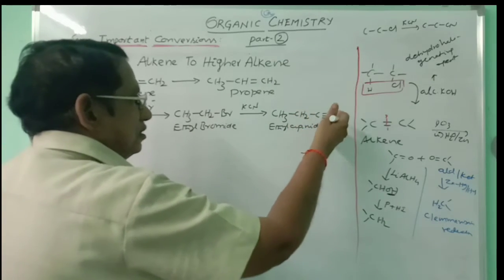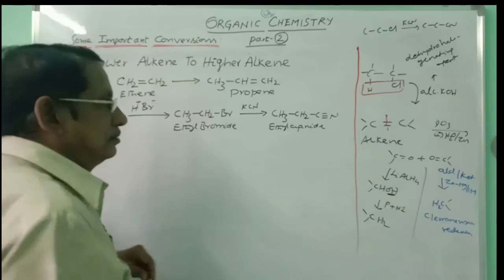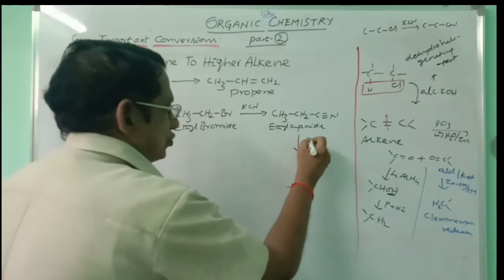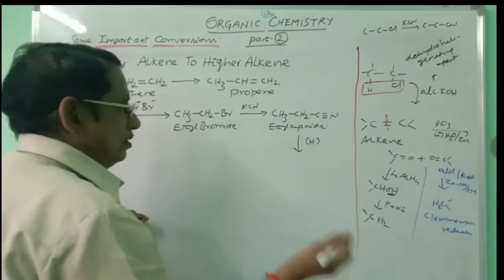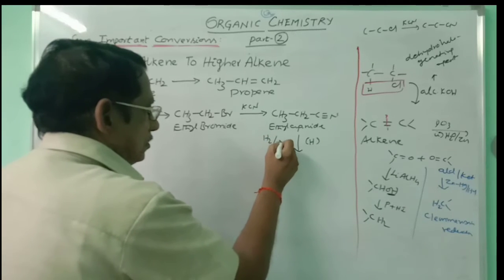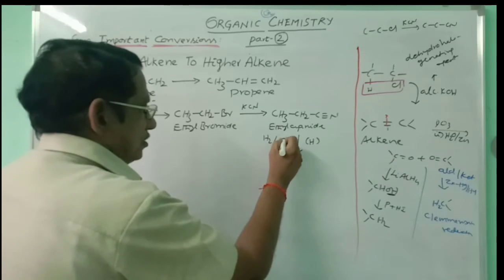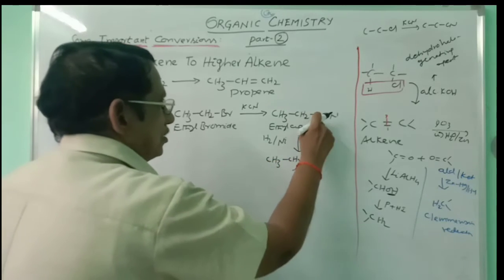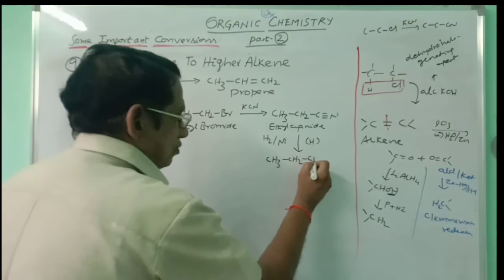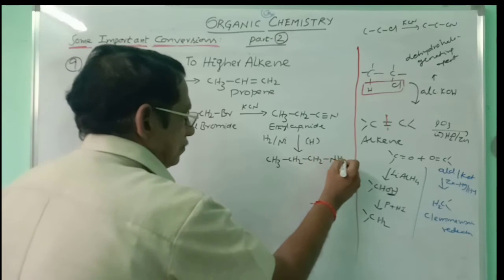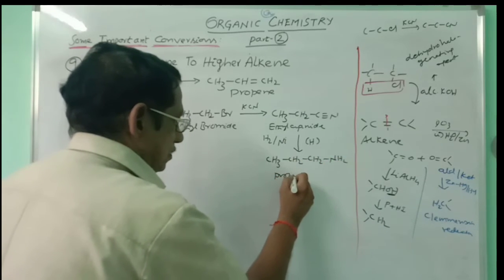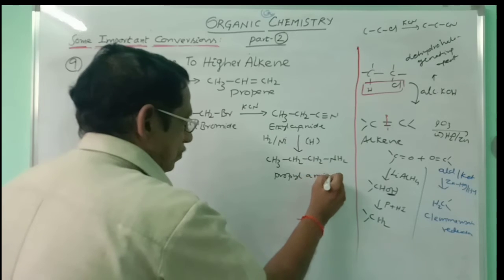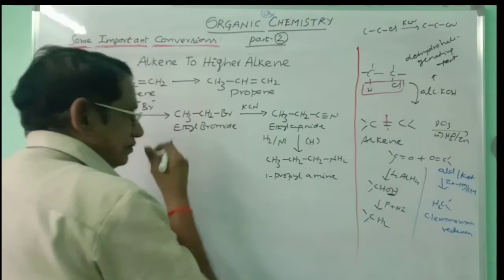Next, you have to convert this into alcohol. First, this is to be reduced. You can use any reducing agent, H2 plus nickel, common reducing agent. It is converted into CH3CH2CH2NH2, and this will be converted into propylamine. Normal propylamine, 1-aminopropane.